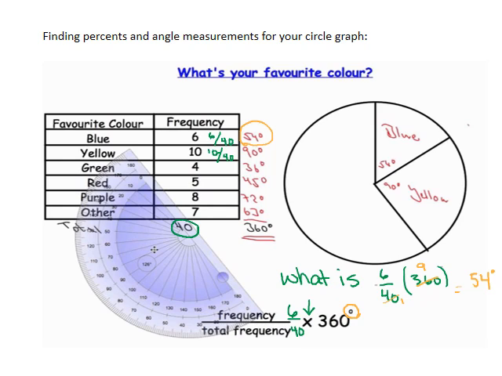Okay? And so they used that same process. They took the fraction, multiplied it by their degrees, and they got the fraction of the degrees. And so they put down all their degrees, and they equal 360 at the end of the day. So then, how do you draw that? How did they make a 54-degree angle?